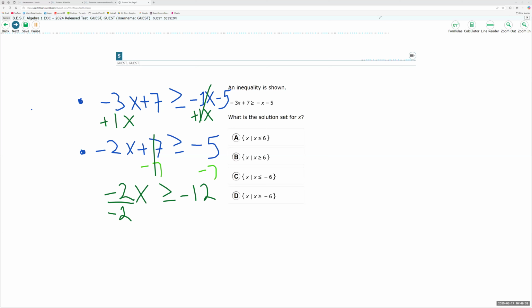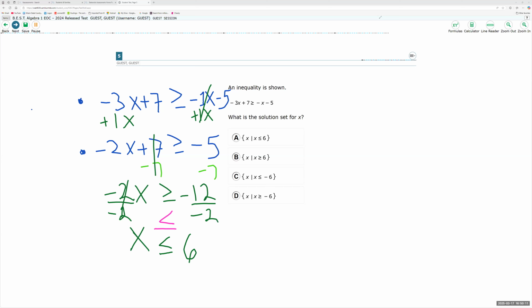So now my symbol has to be less than or equal to. Important. Remember those rules. So I'm reminding you, in other words. So I have x is less than or equal to -12 divided by -2. That's going to give me a +6. And so x is less than or equal to +6, because I'm dividing a -12 by a -2. So my answer seems to be A.